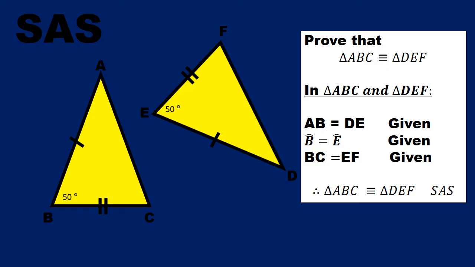All right, so they say to you, prove that triangle ABC is congruent to triangle DEF. And then you're going to say, in triangle ABC and triangle DEF, you're going to label what is the same. AB is equal to ED, that's given. Can you see that that's a side? Yes. Angle B is equal to angle E, and that is also given. That's an angle. And then lastly, BC is equal to EF, and that's also given, and that is a side. So thus, triangle ABC is congruent to triangle DEF because we've got a side, an angle, and a side.